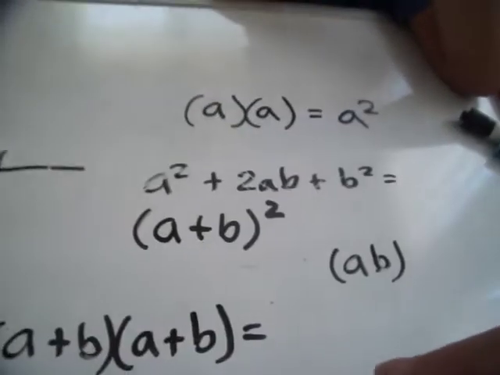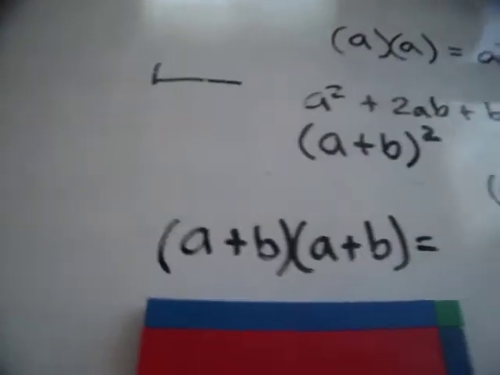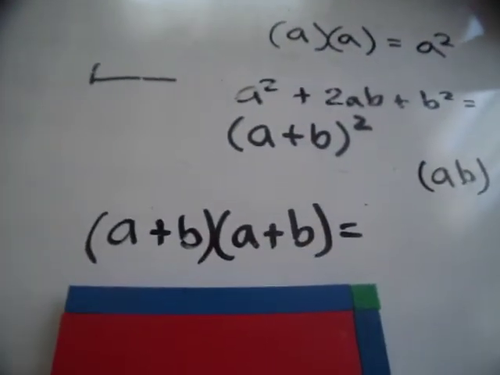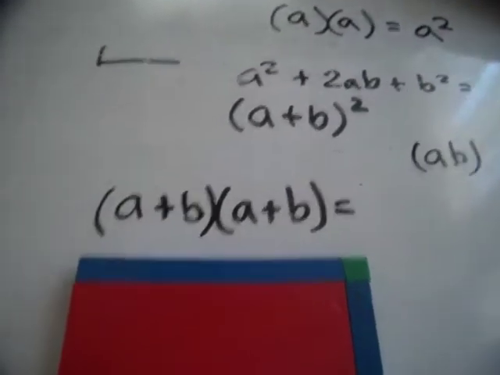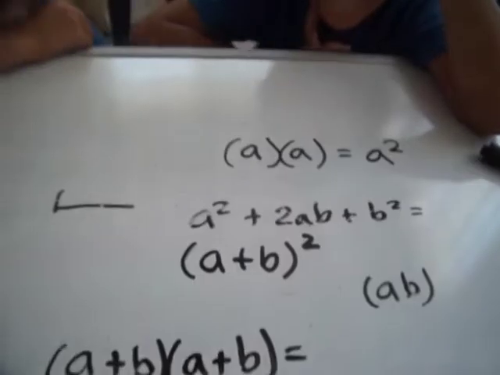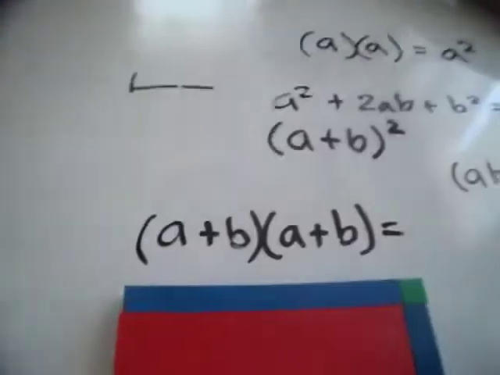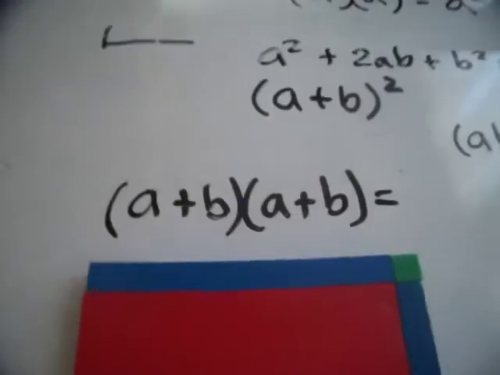Why did you guys make it hard? And the distance from here to here is how much? A. And this much more? B. A plus B. That's it. And A plus B this way. Very good. Now, let's put some numbers in.